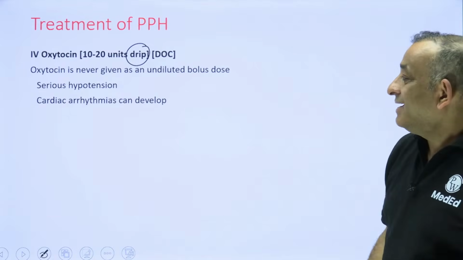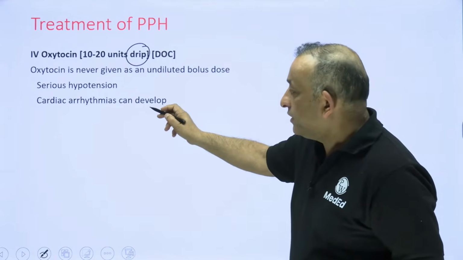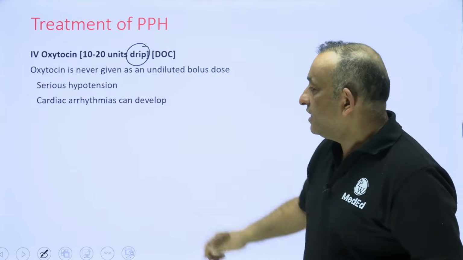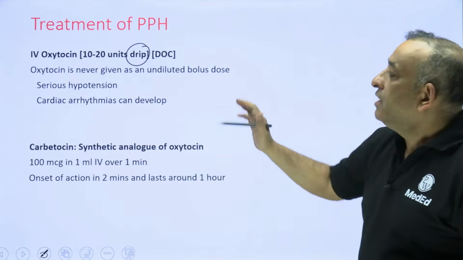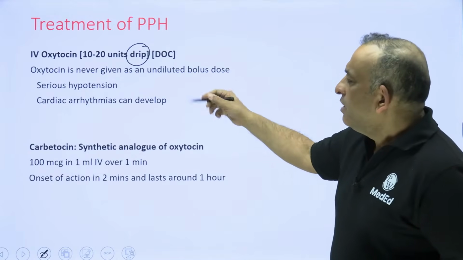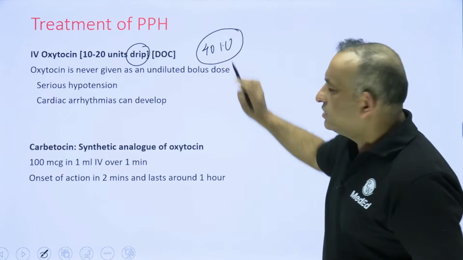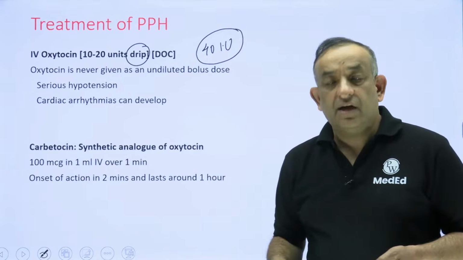Okay. And it can cause serious hypotension. With too much use of oxytocin, cardiac arrhythmias can develop. So we give it only around 10 to 20 units. Maximum, most people say 40 international units of oxytocin is more than enough. If it is not working, come to the next drug.